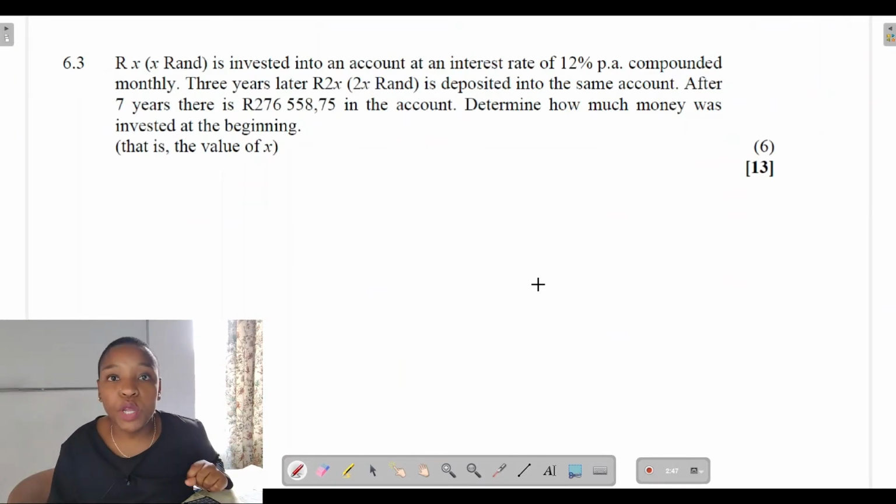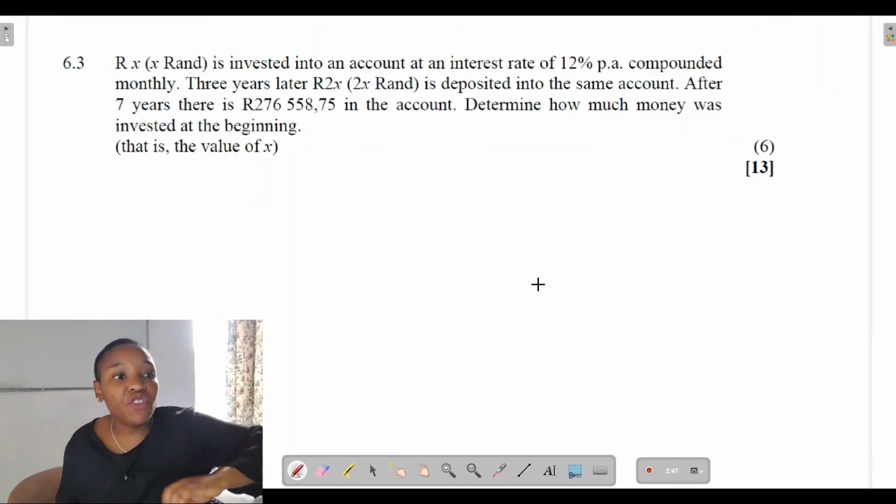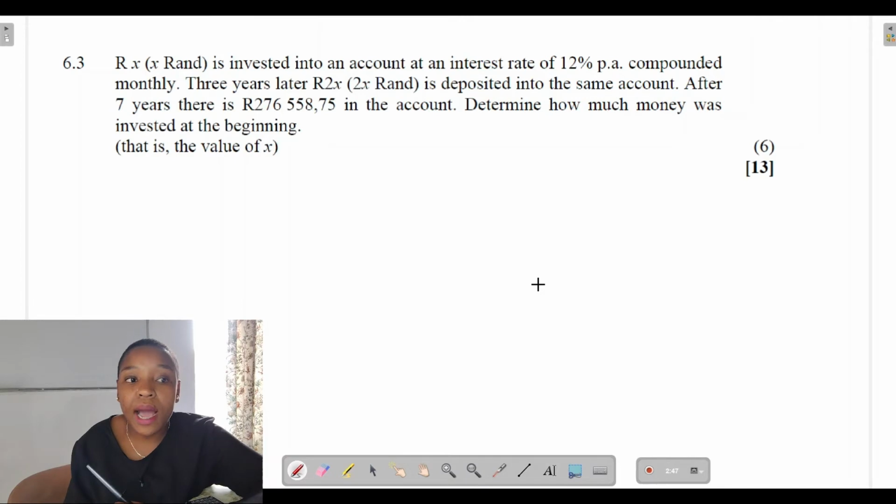Okay, question 6.3. We are told that x rands is invested into an account at an interest rate of 12% per annum, compounded monthly. We are told that 3 years later, 2x rands is deposited into the same account, and we're told that after 7 years there is 276,558.75 in the account.